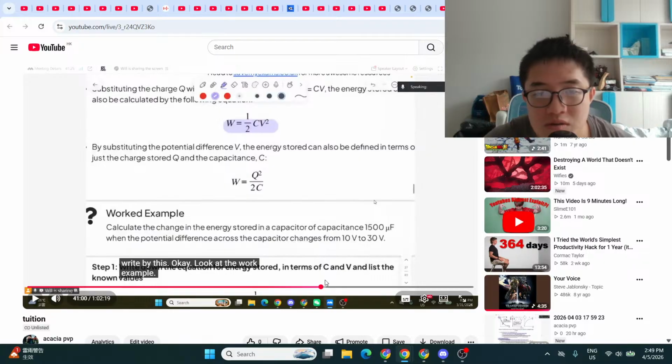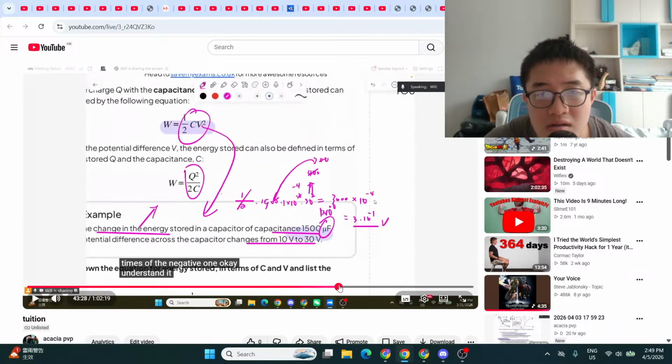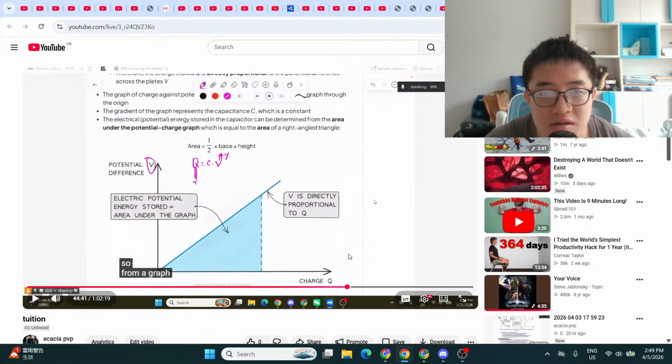Answer is 0.3 joules. Let's see if we're right. 0.3 joules, yes. This is the energy. No, it's one half QV. One half QV.